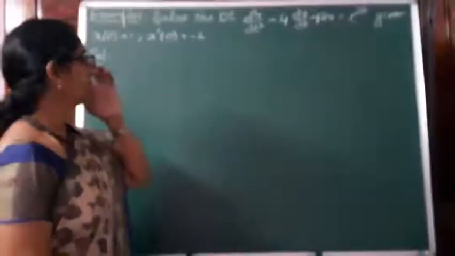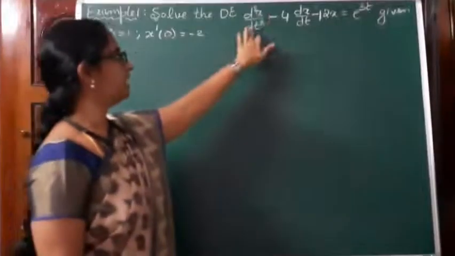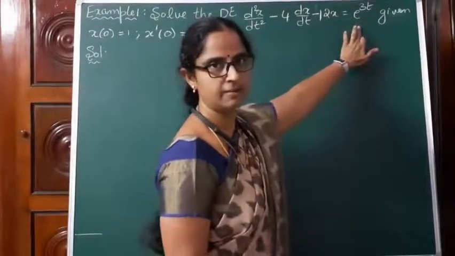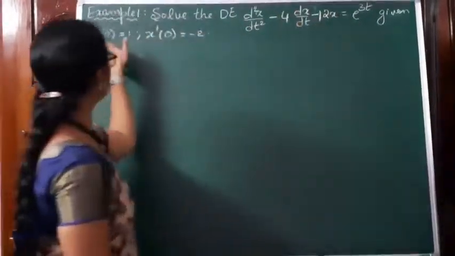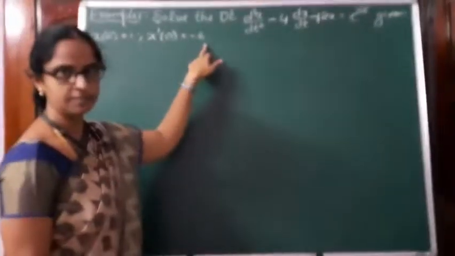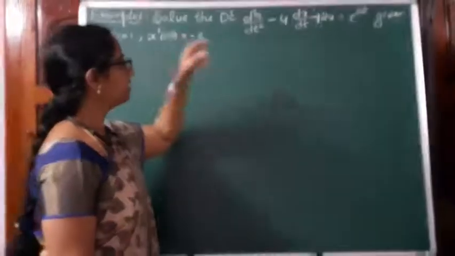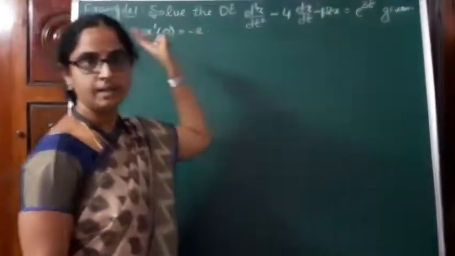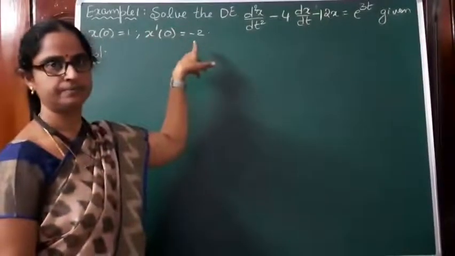Here is a differential equation: d square x by dt square minus 4 dx by dt minus 12x is equal to e power 3t, with two initial conditions, x of 0 is equal to 1, x dash of 0 is equal to minus 2. Let me remind you that if this is a second order differential equation, we need two initial conditions, x of 0 and x dash of 0.